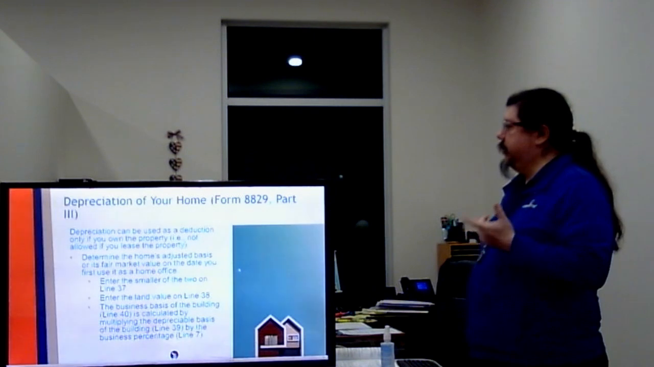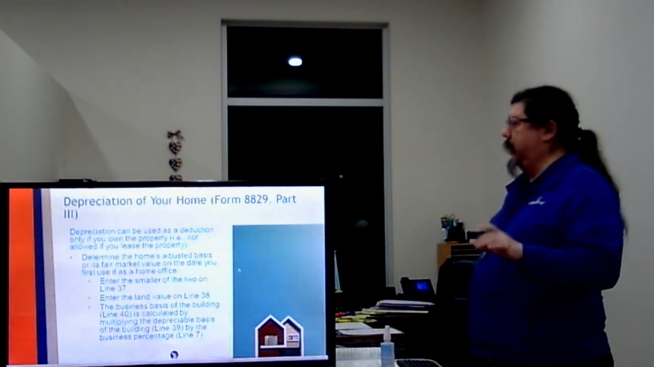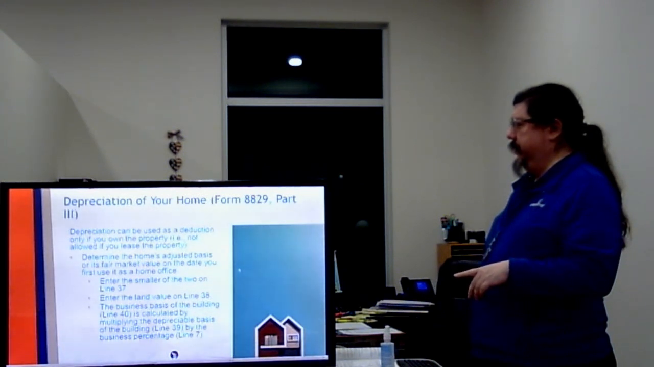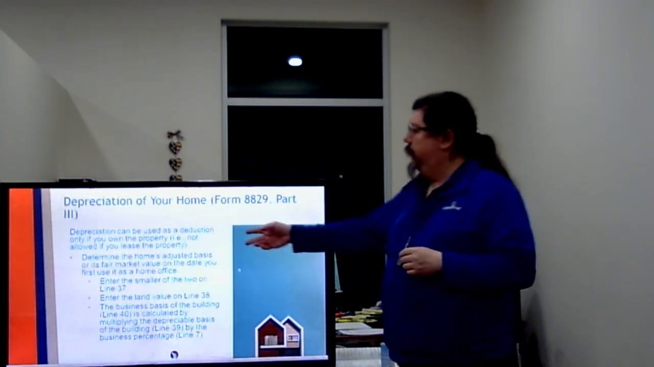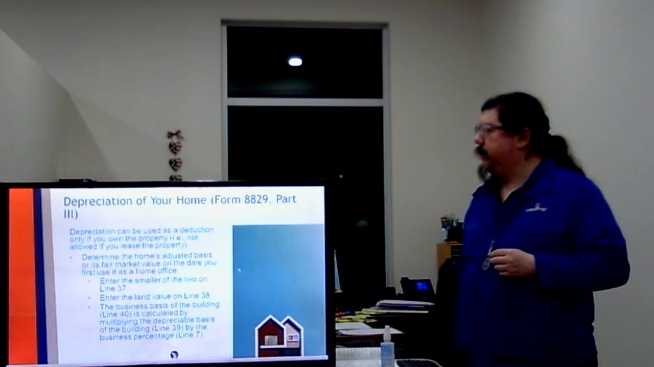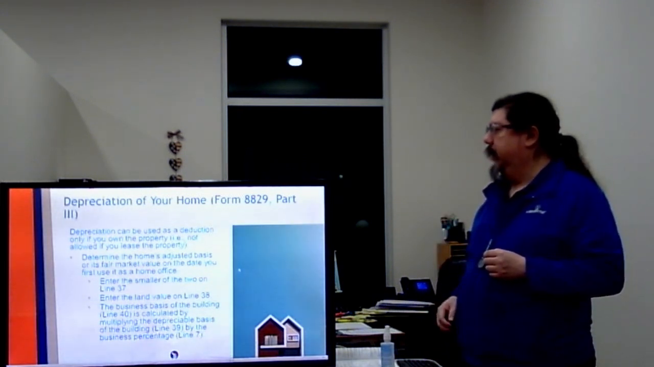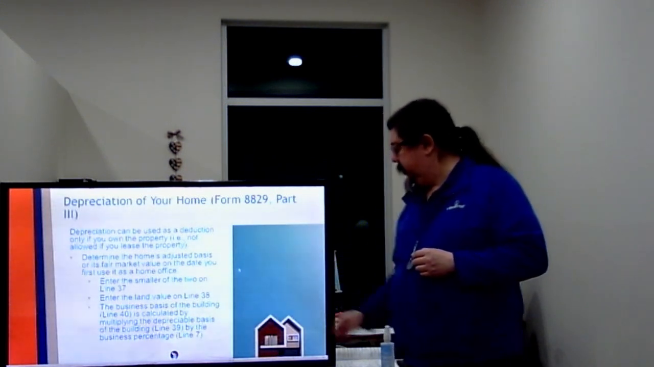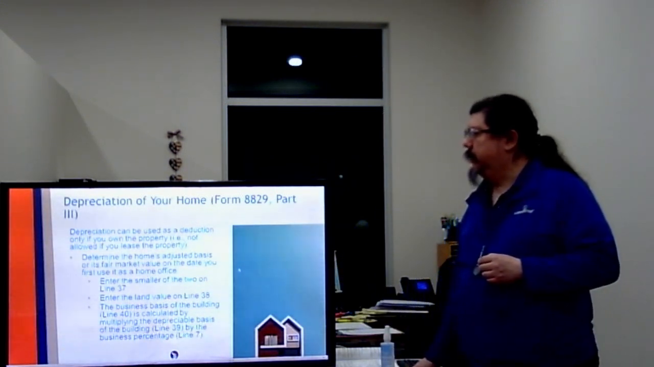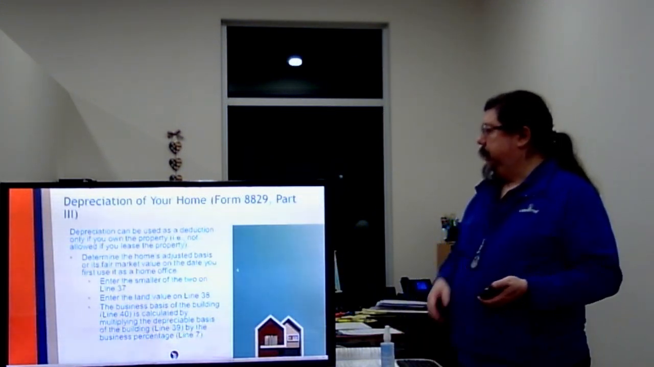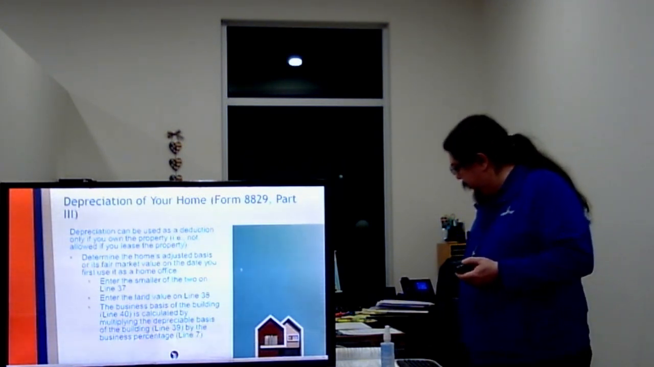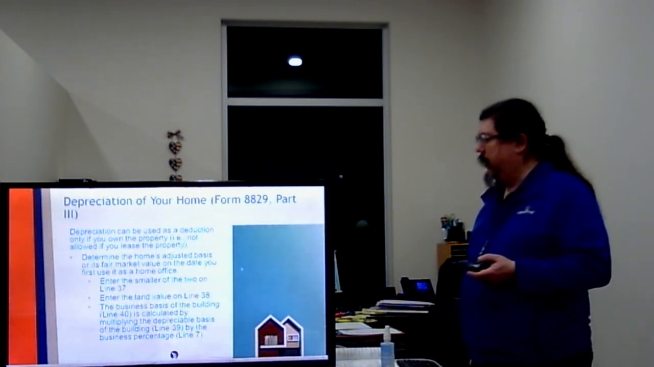Okay, and then you can also deduct depreciation on your property. And we'll talk in more detail about depreciation. And just like any other depreciation, you can only deduct it if you own the property. We'll talk about this in more detail when we get to the chapter on depreciation. There is a spot directly on Form 8829 where you can count depreciation.